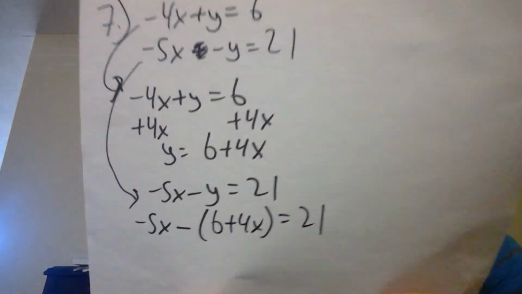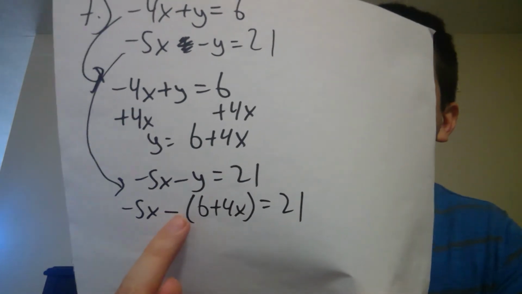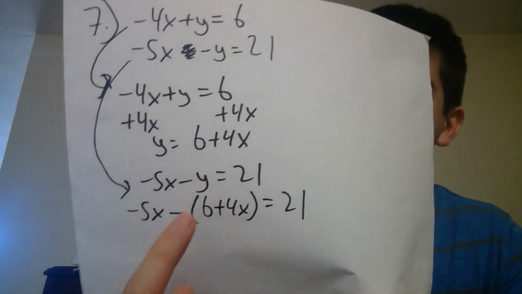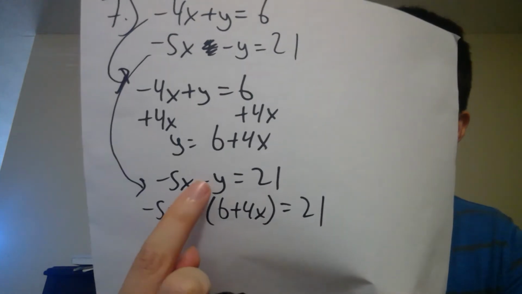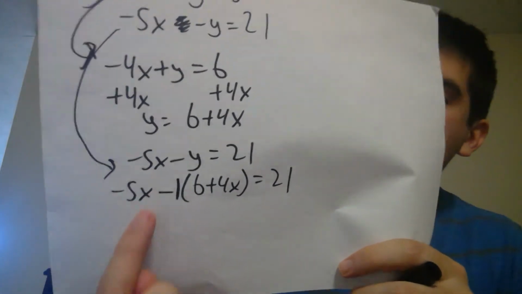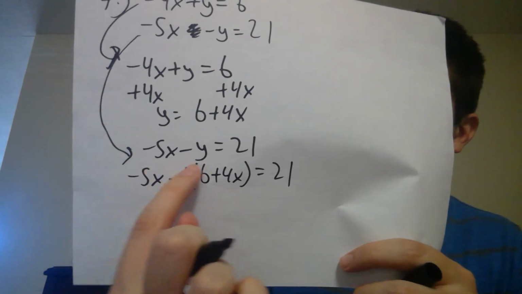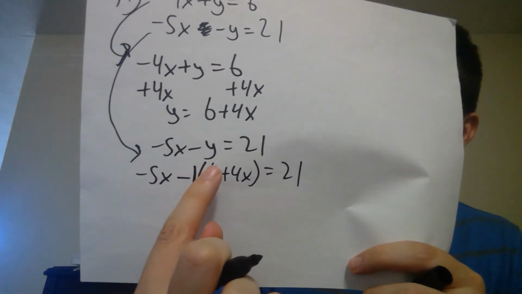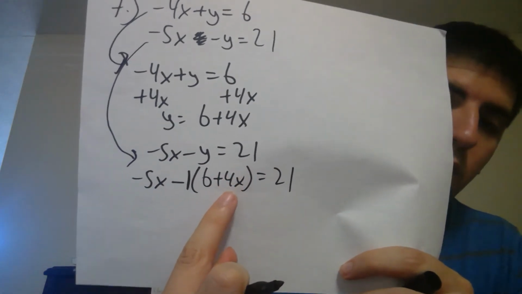This can trip up a lot of people here. This negative is acting on the y. It's essentially negating every value of the y variable. So this negative is going to hit both the 6 and the 4x. Some people like to draw like an imaginary 1 there. That's not wrong. And so now we have negative 1. Now we just use the distributive property. So we're just going to try to solve for x here. Negative 1 times 6 is negative 6. Negative 1 times 4x is negative 4x.